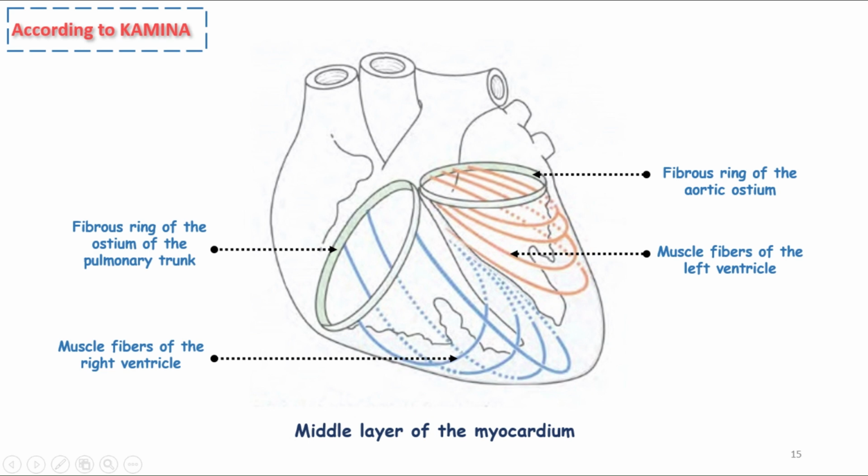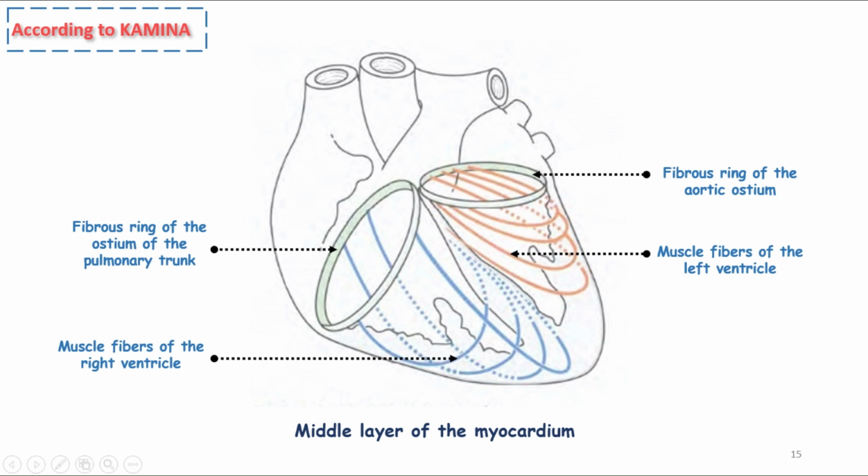On the right side, in red, the muscle fibers of the left ventricle emerge from the fibrous ring of the aortic ostium. They form tightly packed arcs, which reflect the greater muscular mass of the left ventricle, necessary to generate higher pressure for systemic circulation. This middle layer plays a central role in the contractile force of the heart, providing a balanced and coordinated contraction that complements the spiral movement of the superficial fibers.